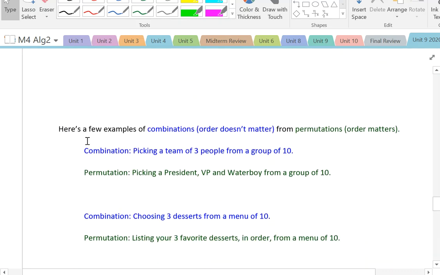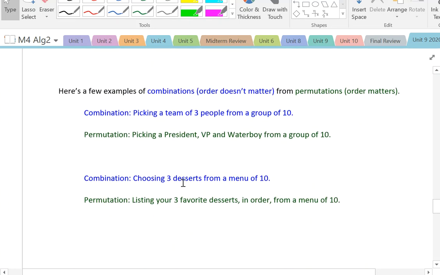So a combination is picking a team of 3 from a group of 10. A permutation would be picking a president, vice president, and water boy from a group of 10. Combination, choosing 3 desserts from a menu of 10. Permutation, listing your 3 favorite desserts in order.